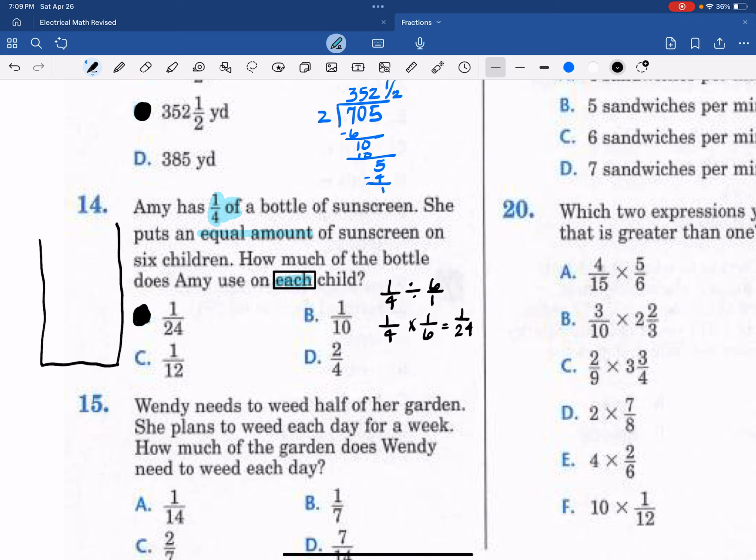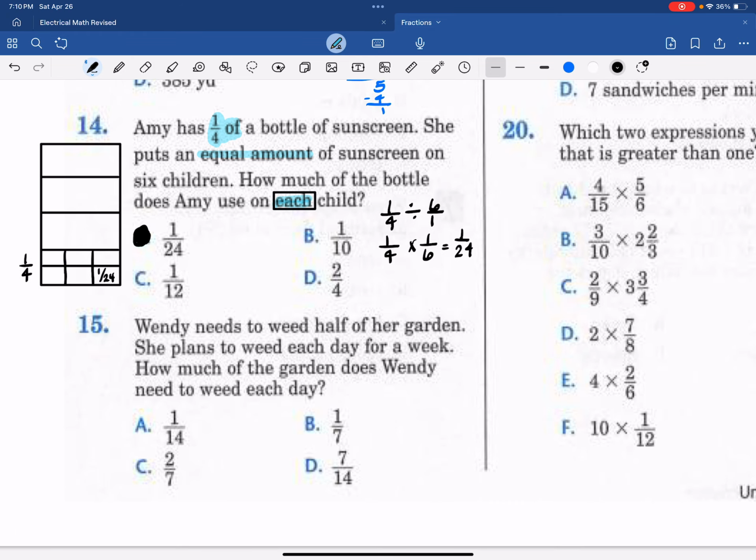And let me just see if I can make this help a little bit. Let's take a picture of a sunscreen bottle. Let's divide it into 4 equal parts. So Amy is going to take this fourth of the bottle and split that 6 ways. And we're being asked to find what fraction of the whole bottle that would be. Sometimes drawing a model can really, really help you if you're having trouble understanding what you need to do.